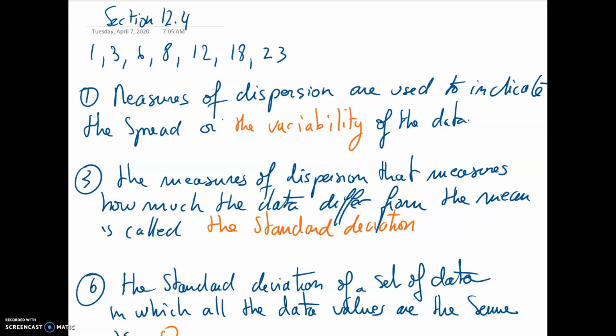Problem number 3, the measure of dispersion that measures how much the data differ from the mean is called the standard deviation. And we have seen already in a previous chapter the definition of the mean. And the mean is basically the sum of all the data divided by the number of data.